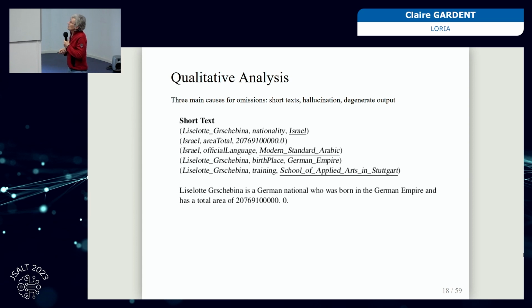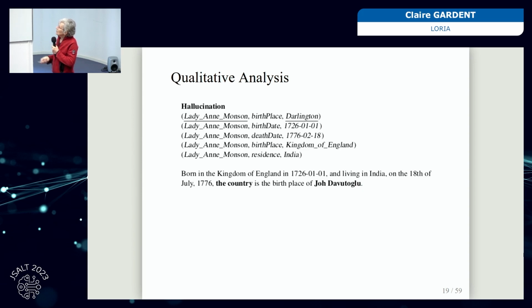Okay, so then we looked at what kind of text contains these omissions. And we found basically there are three main types of cases. One of them is when the text that is generated is short with respect to the input, so it's basically not verbalizing the whole input. So here you see there are two entities missing, the text is very short, it just does not account for the whole graph.